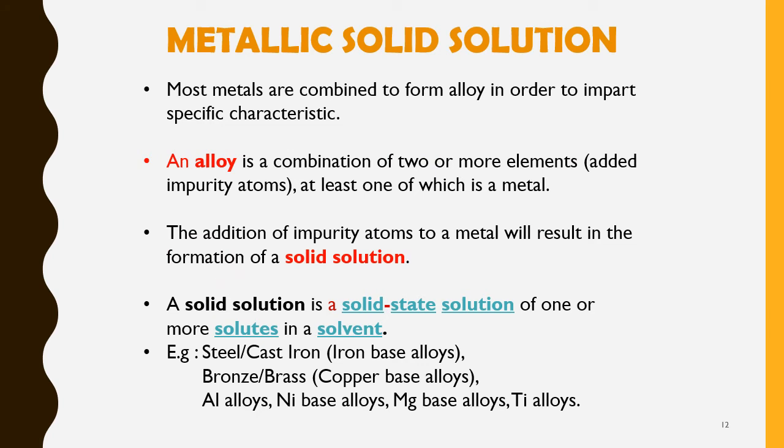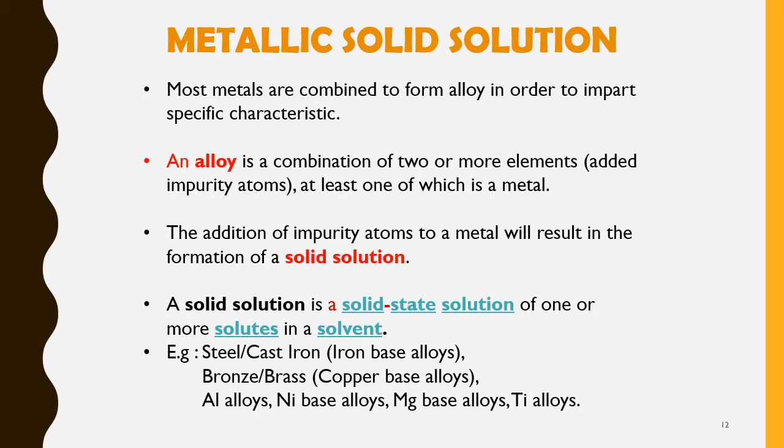In metals, most metals are combined to form alloys in order to impart special characteristics. An alloy is a combination of two or more elements. Usually what we add is the impurity atom of at least one of the metals. The addition of impurity atoms to the metal will result in the formation of a solid solution.